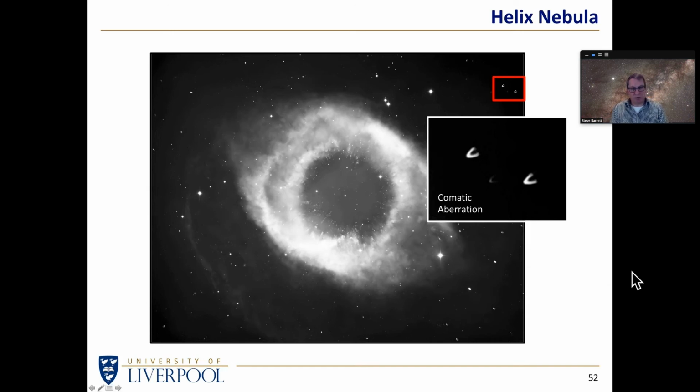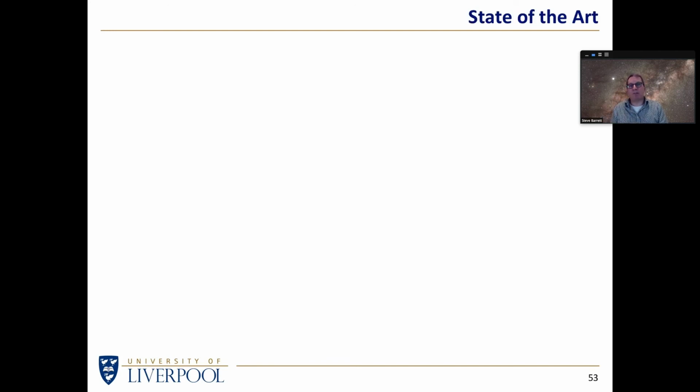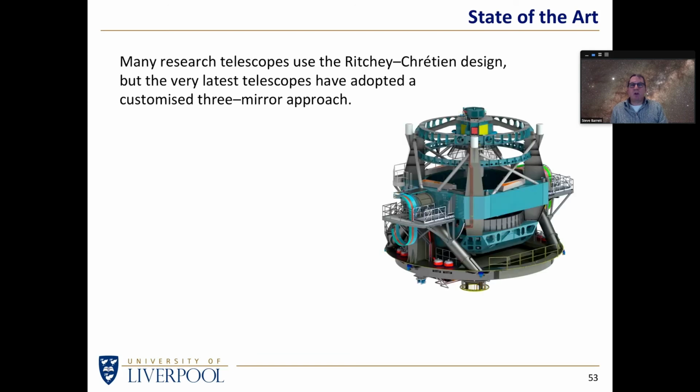But the Hale was possibly the last big telescope that actually had a parabolic primary. From the middle of last century onwards, big research telescopes have adopted the Ritchey-Chrétien design of using hyperbolic mirrors. Although Ritchey-Chrétien is very popular amongst a lot of different telescopes in the world, some of the very latest telescopes have adopted a rather different approach.